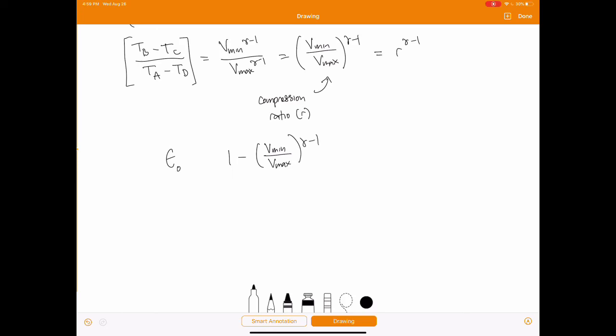So the Otto efficiency, the efficiency of this cycle, is equal to 1 minus V min over V max to the gamma minus 1, which is 1 minus R to the gamma minus 1 if we call this the compression ratio. Okay, so that's the derivation.